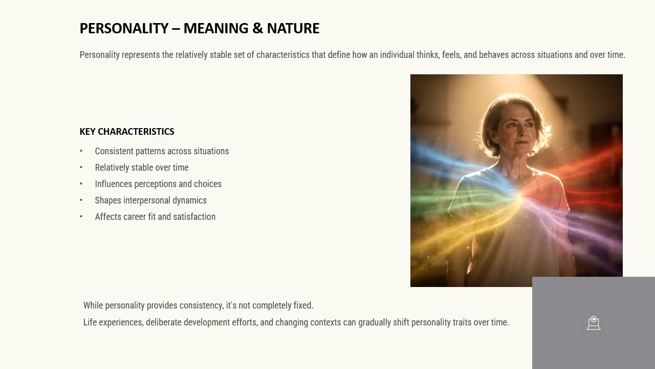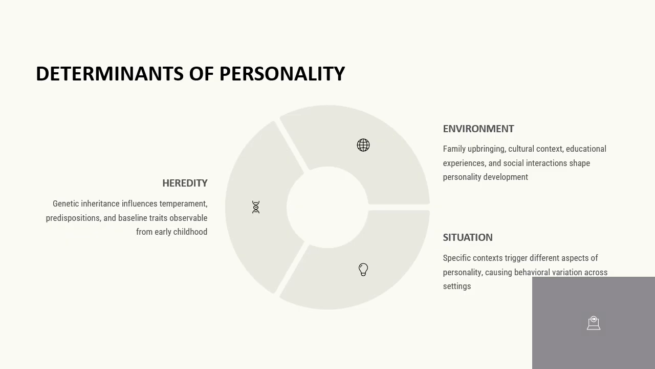Coming to personality. What is personality? Personality is the stable pattern of thinking, feeling, and behaving. Personality will influence career choices, conflict handling, leadership style, job satisfaction, and a lot of things like that. But personality is not completely fixed. Experience and reflection can gradually shape personality. So there are determinants of personality. There is something called the Big Five personality traits, which you should know.